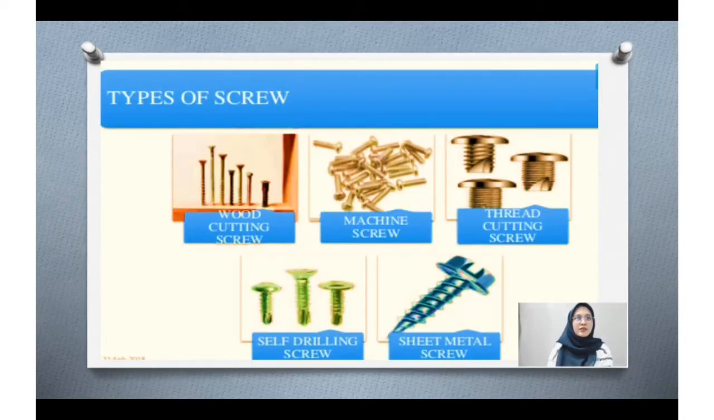These are the types of screw. The first one is wood cutting screw, the second one is machine screw, the third one is thread cutting screw, the fourth one is self drilling screw, and the last one is sheet metal screw.